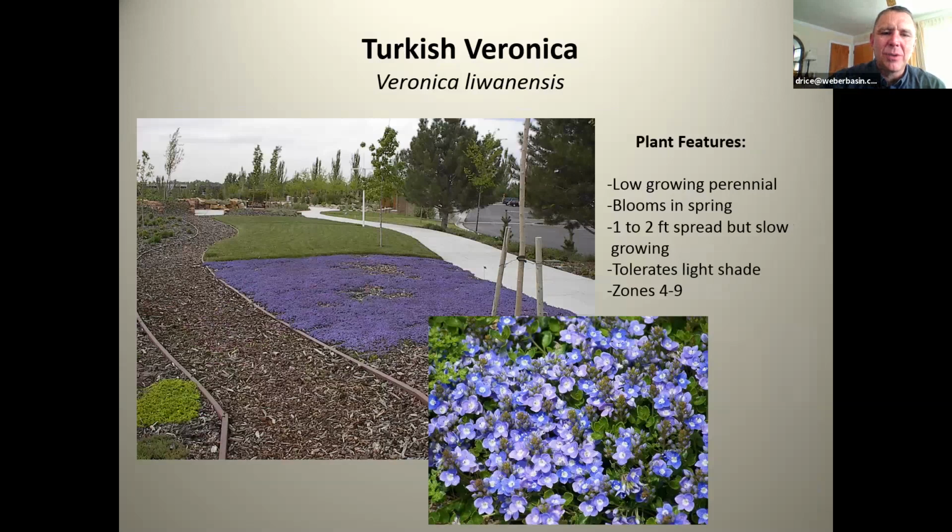Turkish veronica is another one that can be filled in mass. Does a little bit better in light shade. It's not the best in your hottest full sun space, but it does tolerate full sun, tolerates some shade. 1 to 2 foot of spread on each one, low growing, beautiful, kind of that darker bluish to purplish flower on it. So that's Turkish veronica, low grower, nice ground cover.